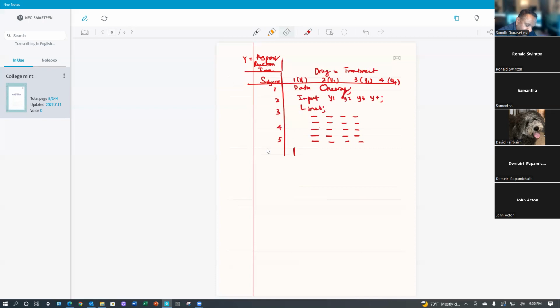Then what is the procedure you're going to use? GLM. GLM stands for general linear model, or some people call it generalized linear model. Then you give the model. The model has y1, y2, y3, y4.